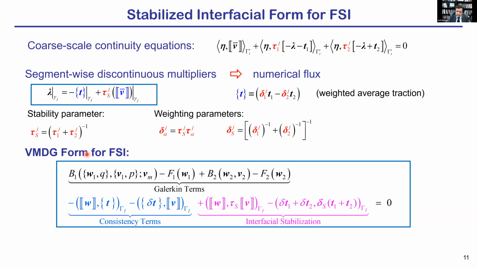We can now substitute lambda and fine scale velocities in the coarse scale form, and this is the VMDG form for FSI, where we have domain interior terms for fluids and for solids, and we have these terms that have emerged because of the procedure that I showed to you. The first two terms are consistency terms. This is the balance of tractions. This is the continuity of the velocity. This is a penalty term, and here is the least squares form of the stress term at that interface.